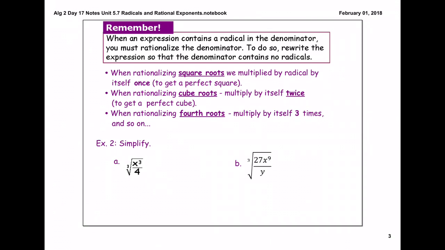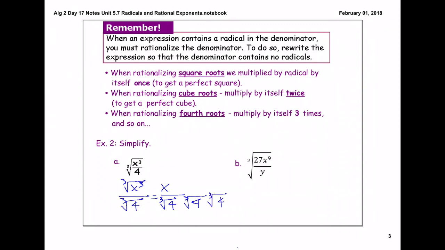Remember, when an expression contains a radical in the denominator, you must rationalize that denominator. To do so, rewrite the expression so that the denominator contains no radicals. So in this example, we first want to separate this into the cube root of x cubed over the cube root of 4. I can simplify my numerator because I know the cube root of x cubed is x. Then the cube root of 4, I'm not allowed to have a radical in my denominator, so I want to pay attention to what my index is. So I need 3 things that match.